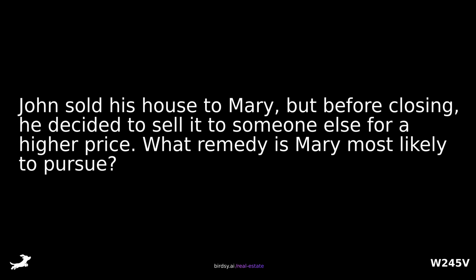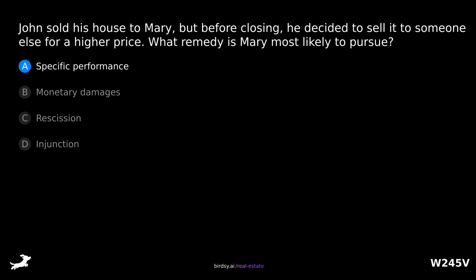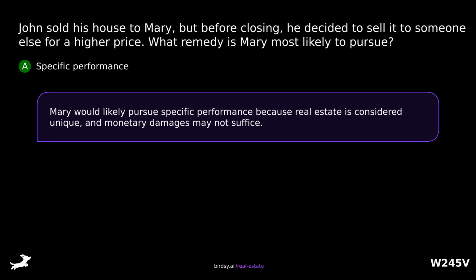John sold his house to Mary, but before closing, he decided to sell it to someone else for a higher price. What remedy is Mary most likely to pursue? Is it A, specific performance? B, monetary damages? C, rescission? Or D, injunction? The answer is A, specific performance. Mary would likely pursue specific performance because real estate is considered unique and monetary damages may not suffice.